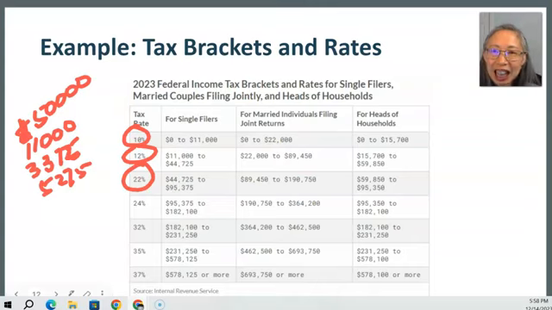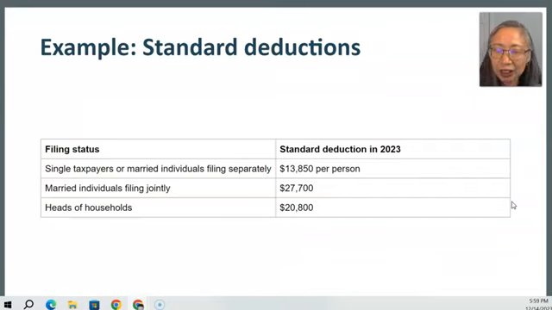Now, the good news is that you don't have to do this calculation. We'll walk through how to do that in an example, but most of the time, the tax software will do that for you. Now, remember that in order to come to our taxable income, we need to know the standard deduction. So the standard deduction also depends on your filing status. For a single individual, it is $13,850 per person in 2023. If you're married, filing jointly, again, you multiply that by 2, it is $27,700 for two people.